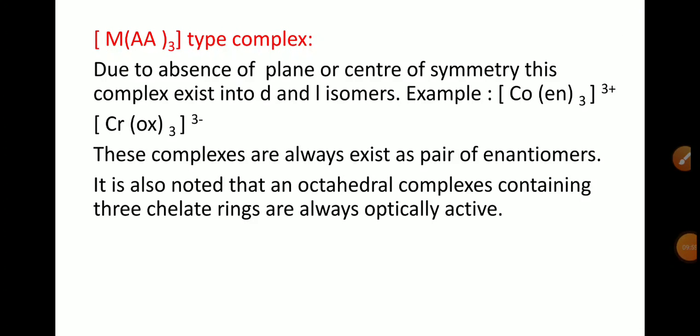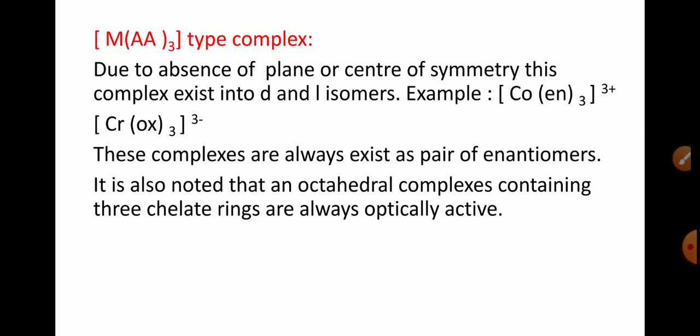Next one is M(AA)3 type of complexes. AA means it is a bidentate ligand. Each bidentate ligand donates two electrons, or one pair of electrons. Three bidentate ligands can donate six pairs of electrons. Due to the absence of a plane of symmetry in this complex, when we see the structure of this complex, it does not have a plane of symmetry or a center of symmetry. Because of that, this exists in an enantiomeric form, that is D form and L form. These complexes always exist in a pair of enantiomeric forms.